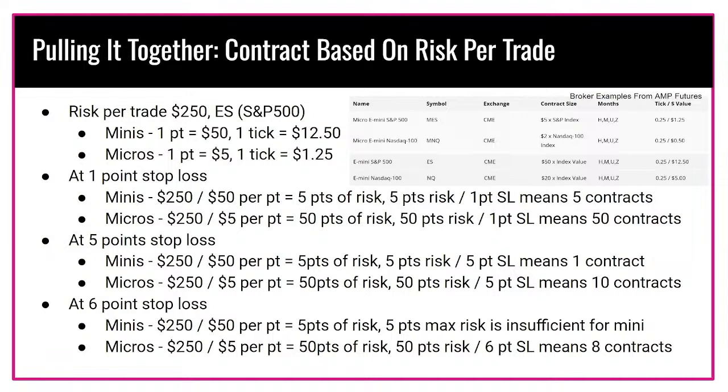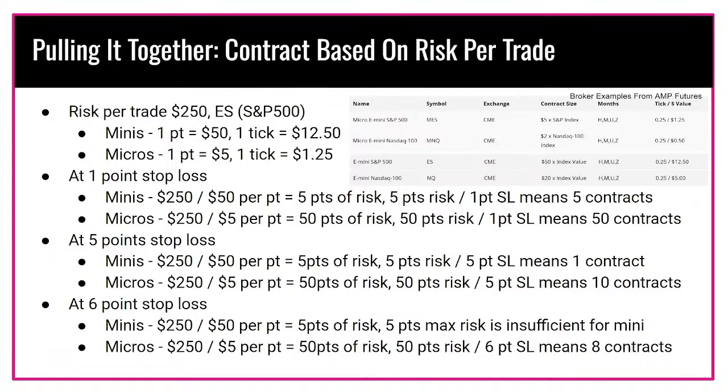Micros being 1/10, that comes out to 10 contracts. $250 divided by $5 per point gives 50 points of risk. 50 points of risk divided by a 5 point stop loss gives you 10 contracts, 10 times that of the mini, because the micros are 1/10 that of a mini.